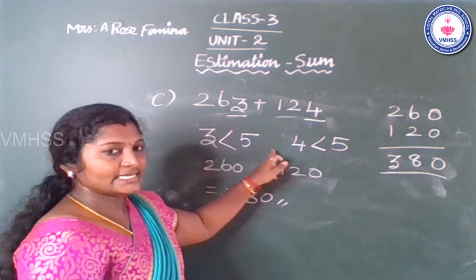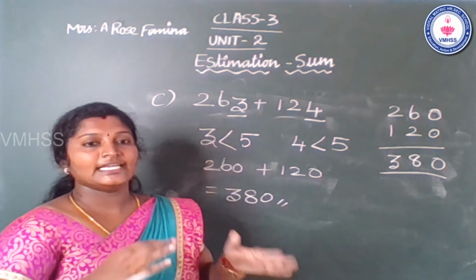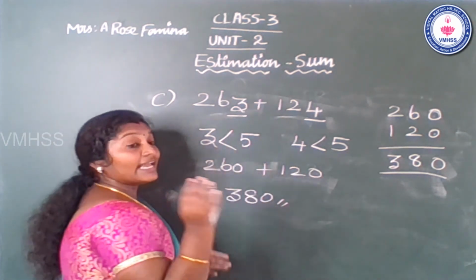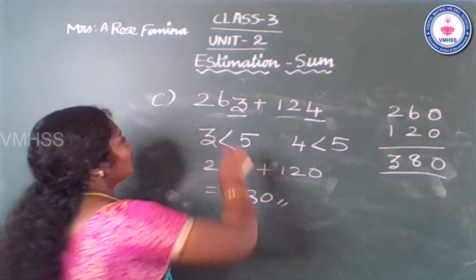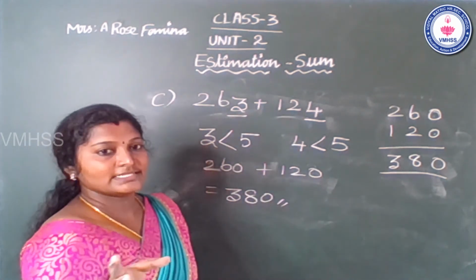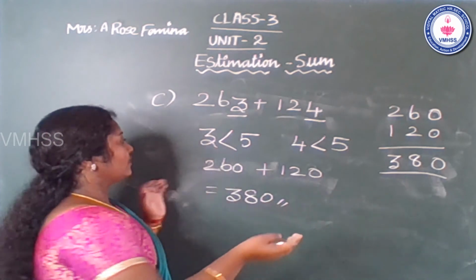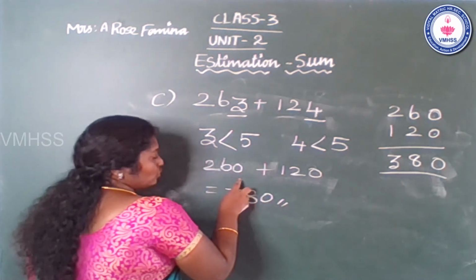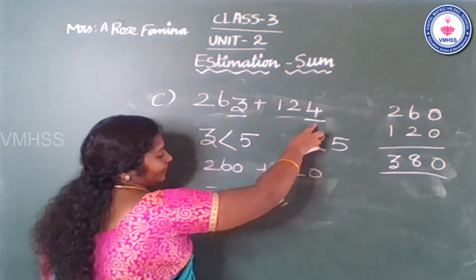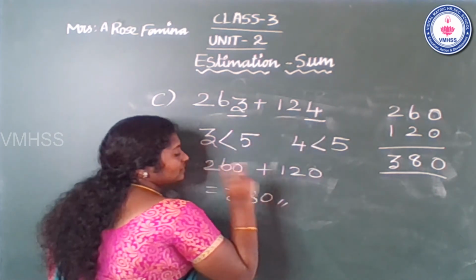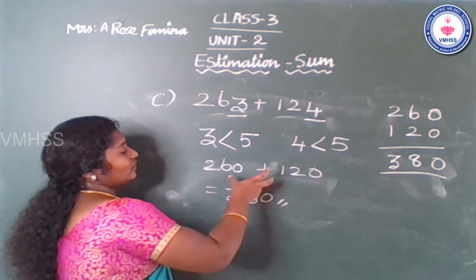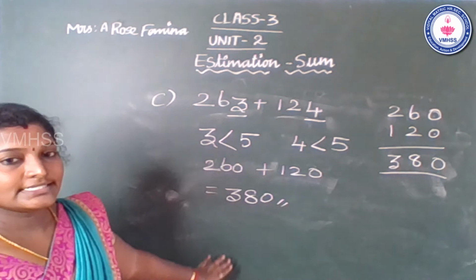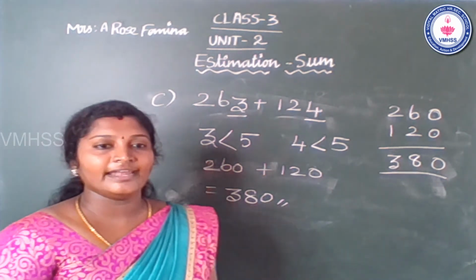263 plus 124, round to the nearest 10. You compare the ones place. If nearest 100, you compare the tens place. Compare with 5. Smaller than 5, so 260. 124 rounds to 120. Now we add 260 plus 120. The answer is 380.